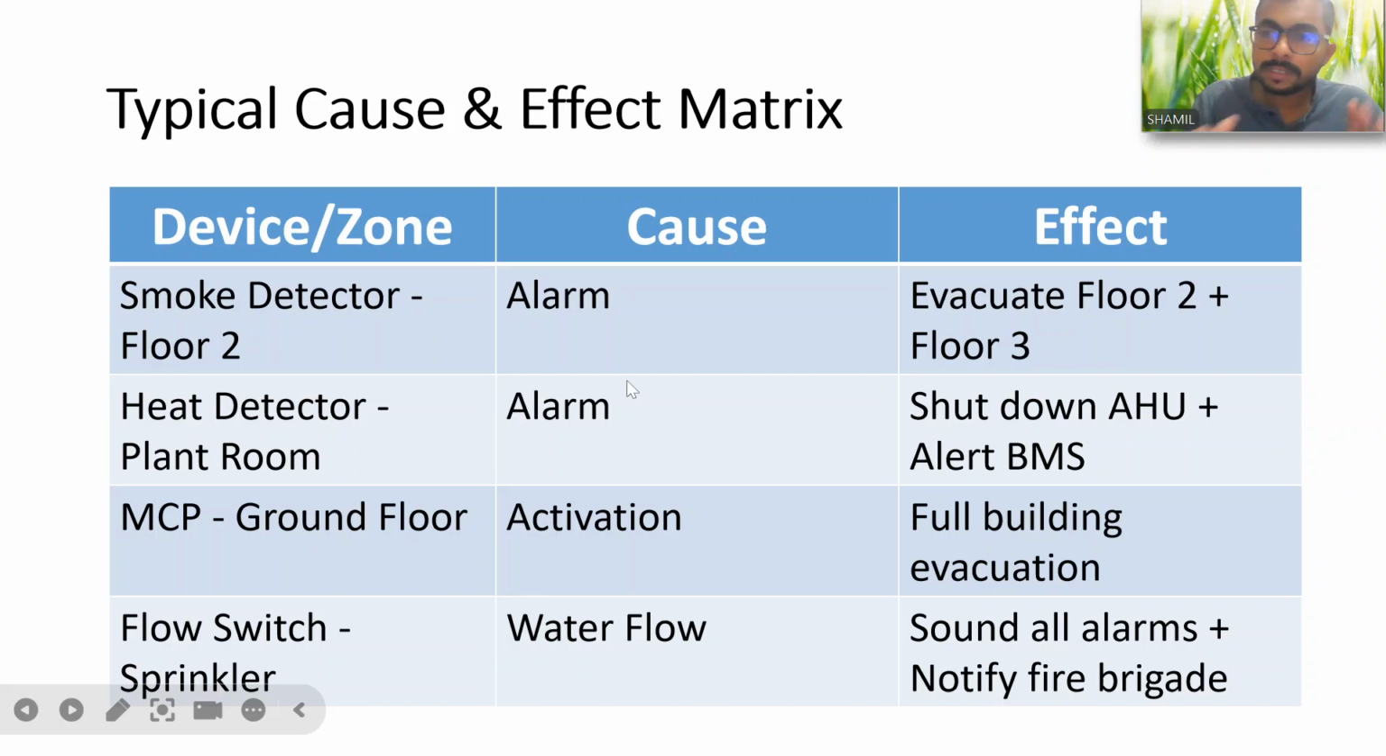The second example is a heat detector in a plant room. If it goes into alarm, it will lead to the shutting down of the AHU unit. The AHU is an HVAC package. Plus, it will alert the BMS system. Similarly, if there is an activation of an MCP on the ground floor, it will lead to the evacuation of the entire building. And the last example is the activation of a flow switch in the sprinkler system. Because of the water flow, it will sound the alarm and send a signal to the fire brigade or the fire department. These are some examples of cause and effect logic.